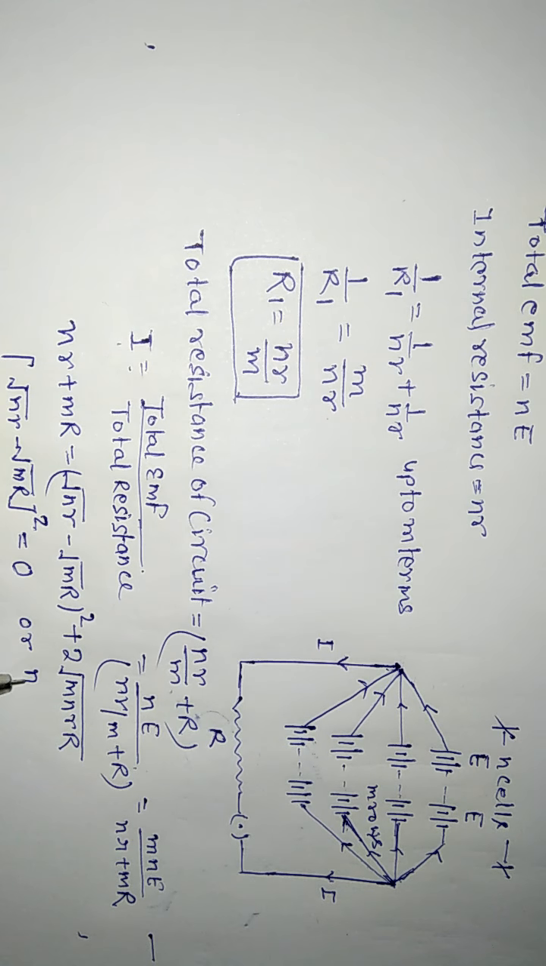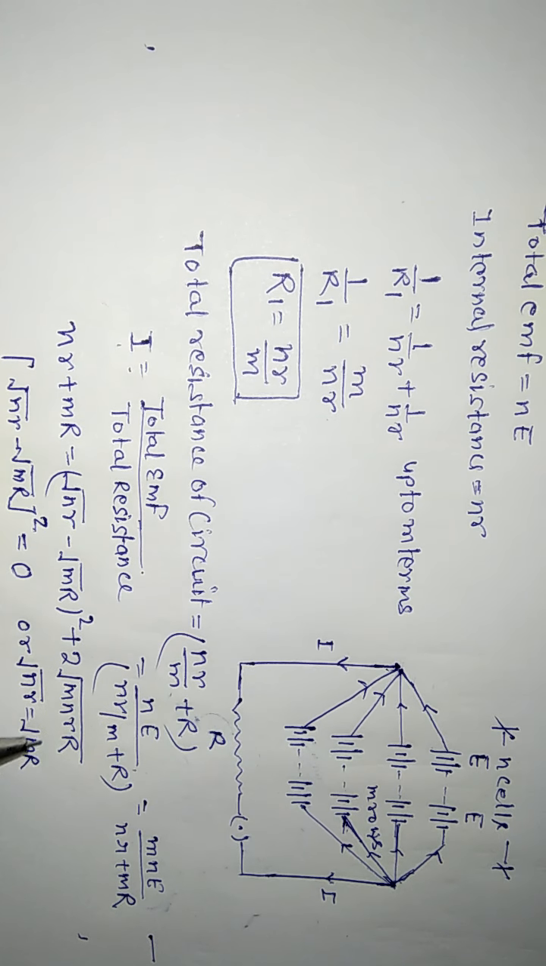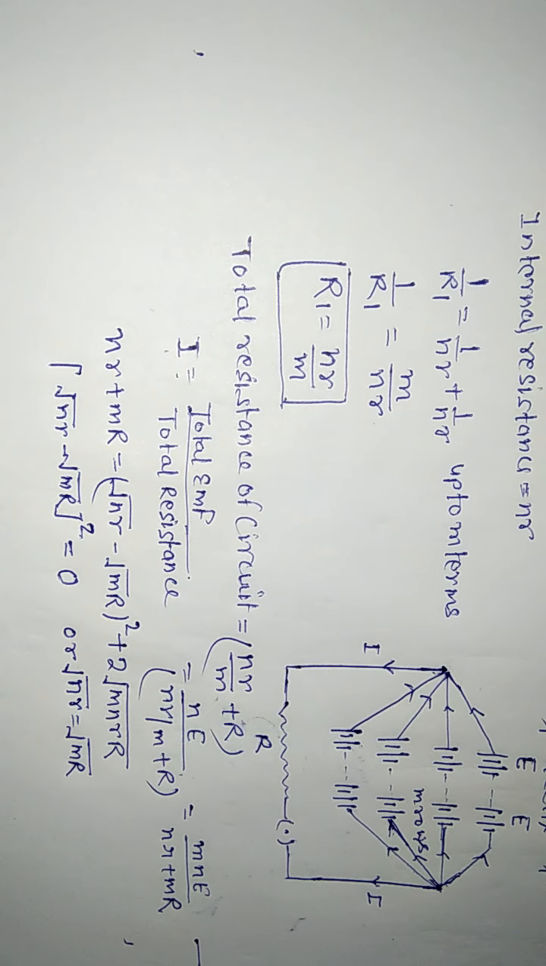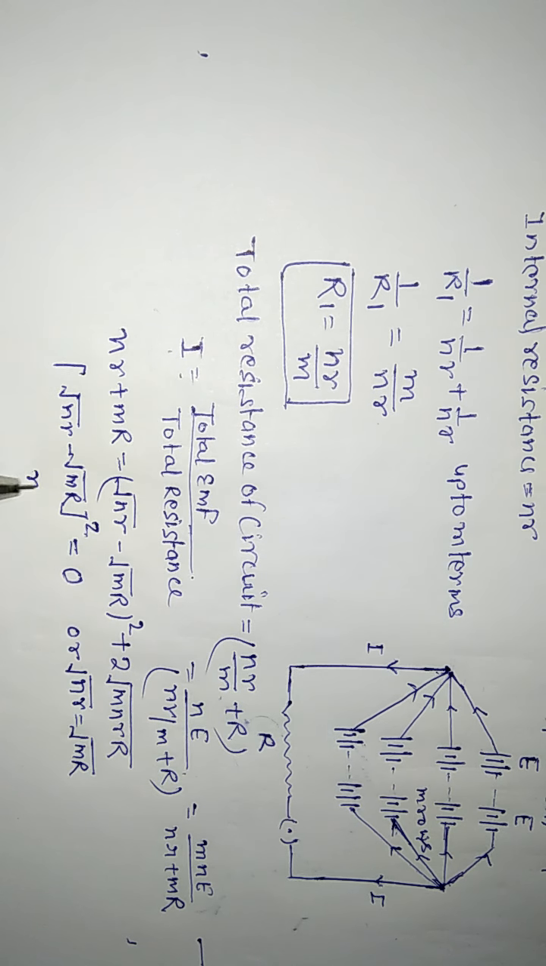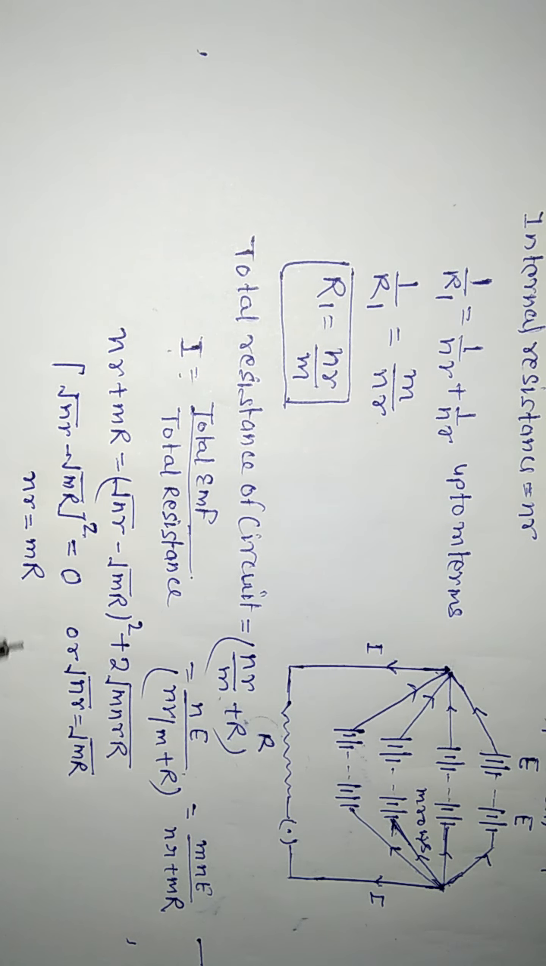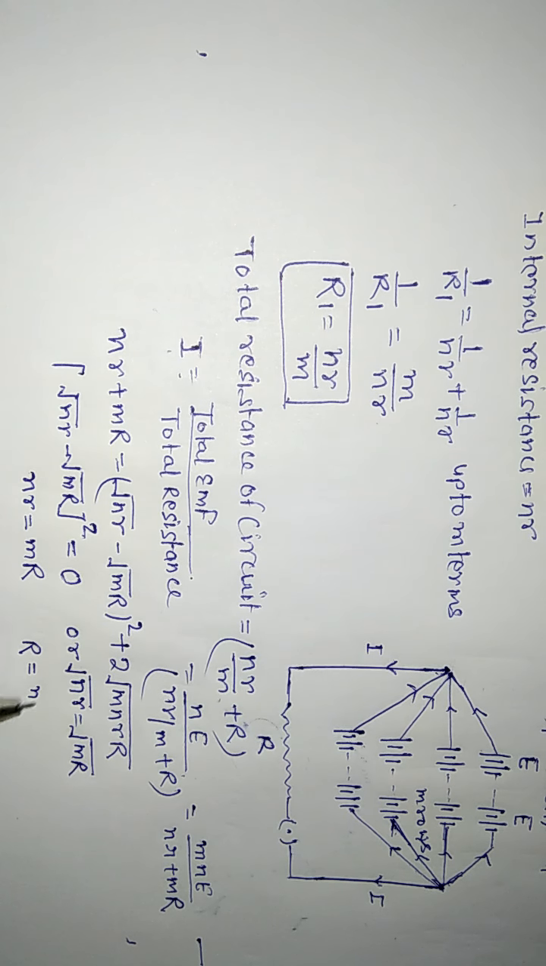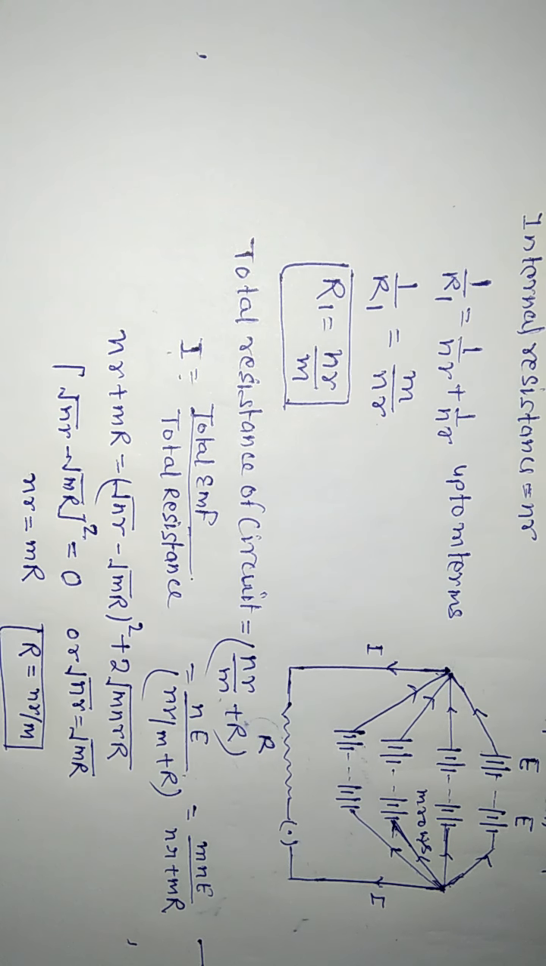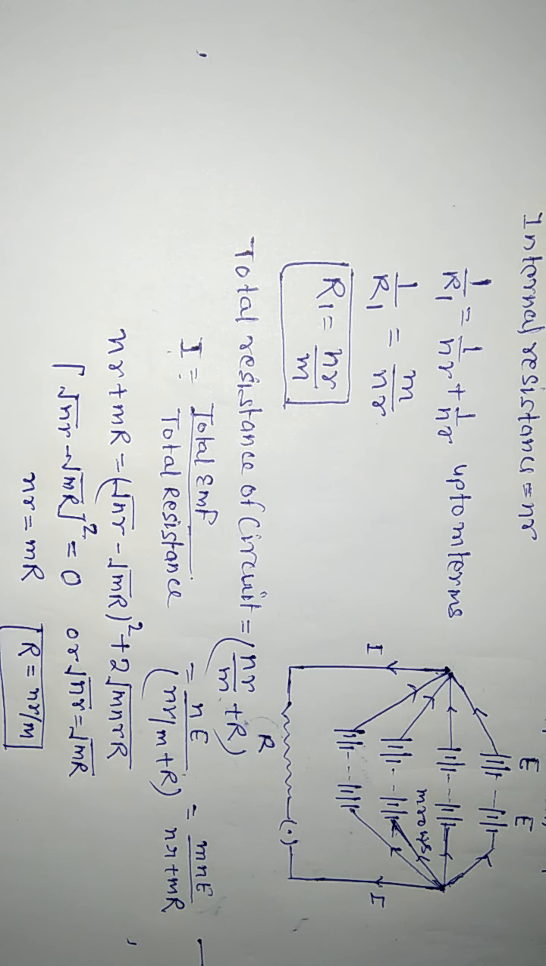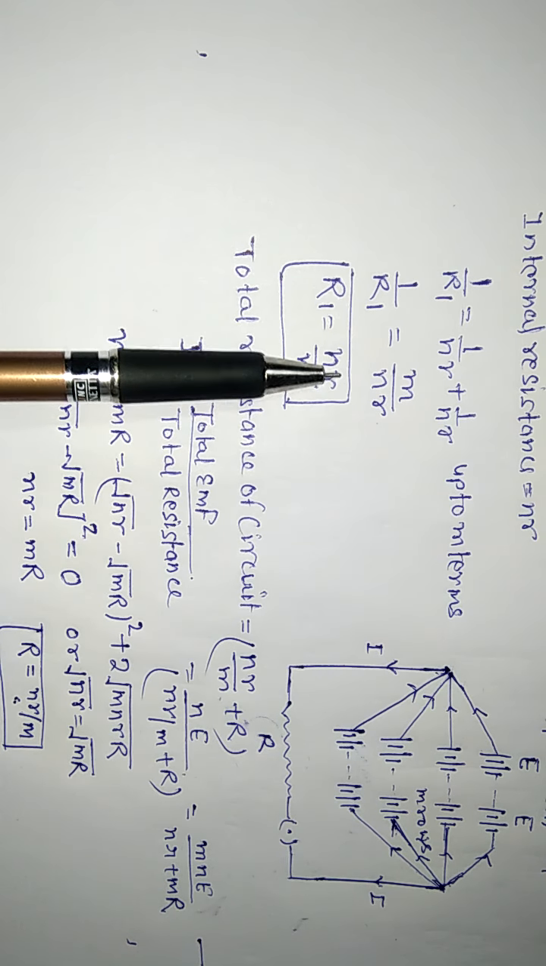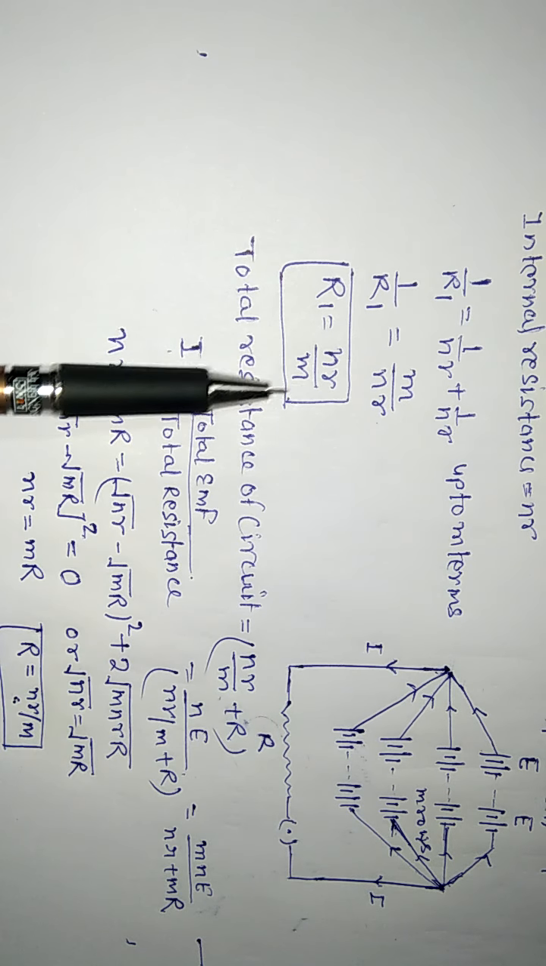or nr is equal to mR. Now from here we will get nr is equal to mR, or R is equal to nr/m. Means the value of external resistance should be equal to the internal resistance of the whole battery.